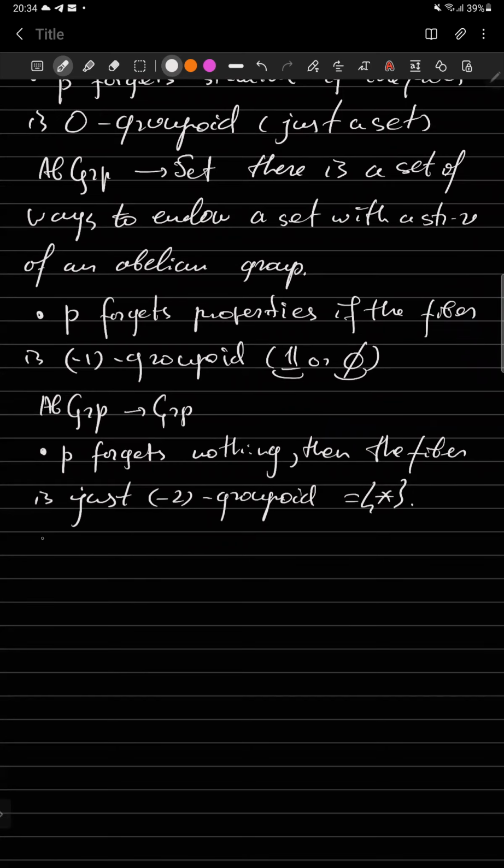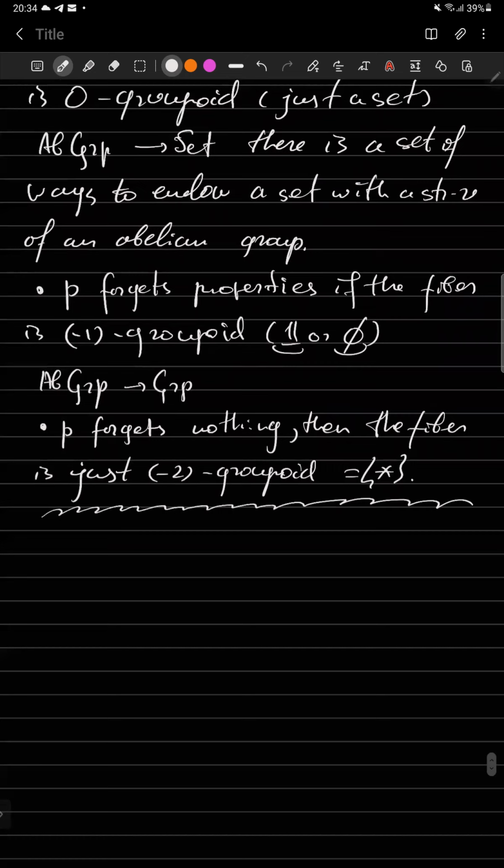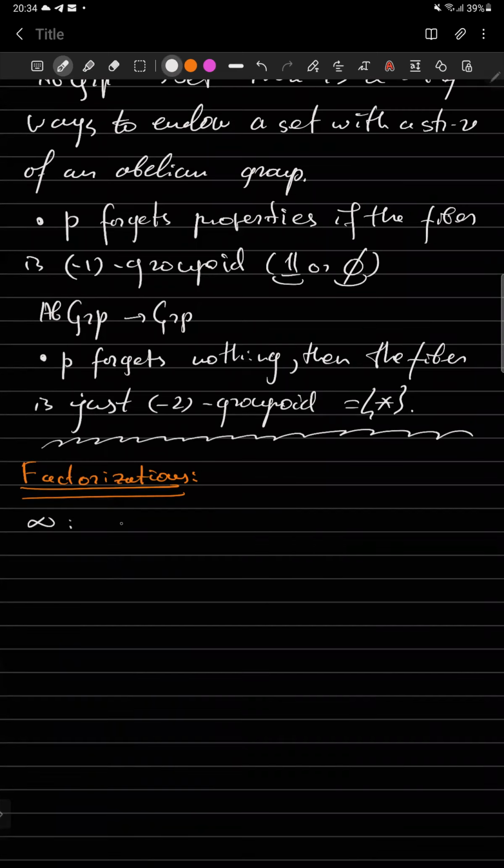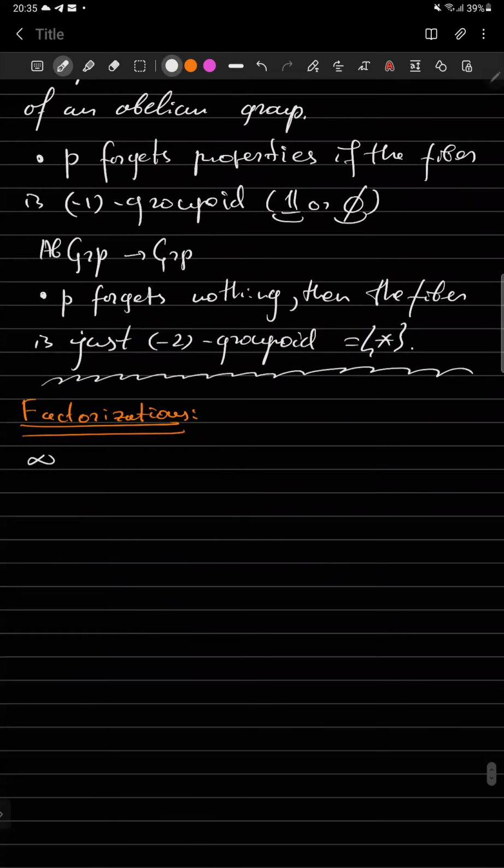Okay, so now I think I can start explaining the relationship with topology. Are there any questions so far? If not, then I will just continue. First thing I want to talk about are factorizations. And those are precisely those Postnikov towers in category theory that I was talking about. So consider an infinity functor, meaning that it preserves up to equivalence the composition of n morphisms for arbitrarily large n.